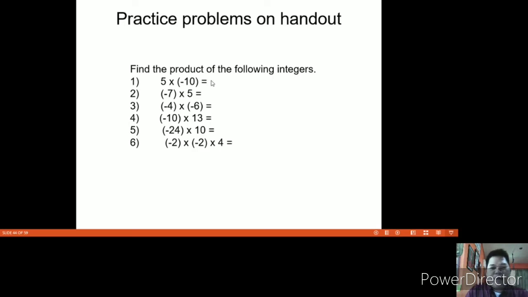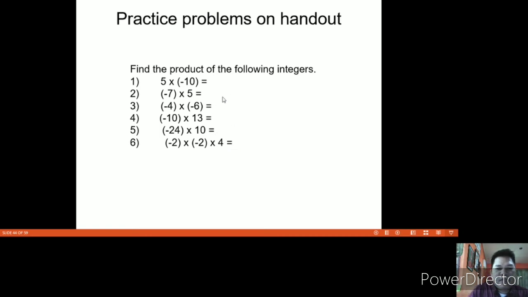So we will find the product of the following integers. Number 1, 5 times negative 10. Number 2, negative 7 times positive 5. Number 3, negative 4 times negative 6. Number 4, negative 10 times 13. Number 5, negative 24 times 10. Number 6, negative 2 times negative 2 times 4.